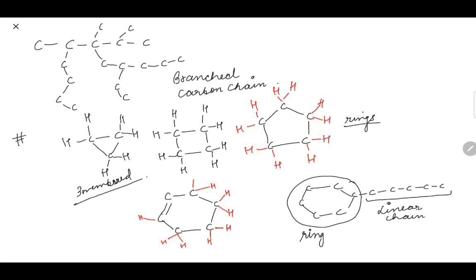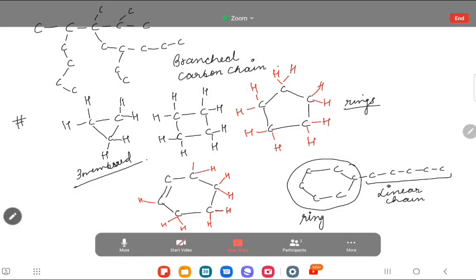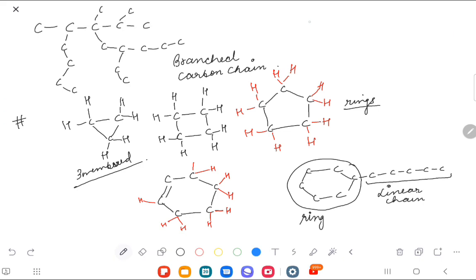Okay. Next, what do we have? The question says, what is the reason of catenation? Why does carbon show so much catenation? What is the reason for the tremendous catenation property shown by carbon?